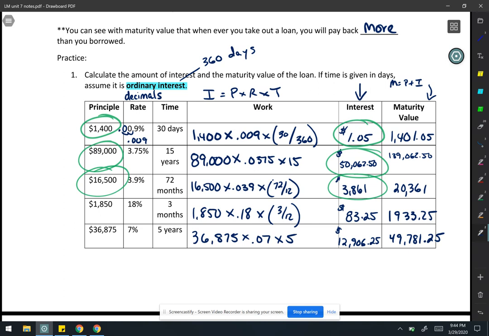Okay, so as you can see, we just found the interest, and then we added that interest back to the original amount borrowed, which is called the principal, and we end up with what we call the maturity value of the loan, the total amount of the loan that you're going to be paying back.